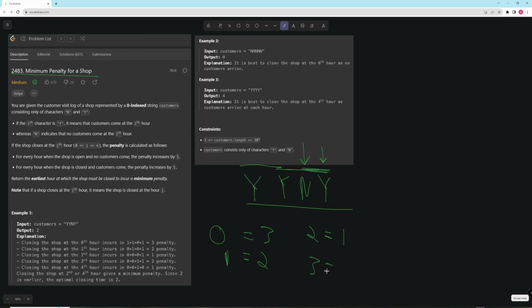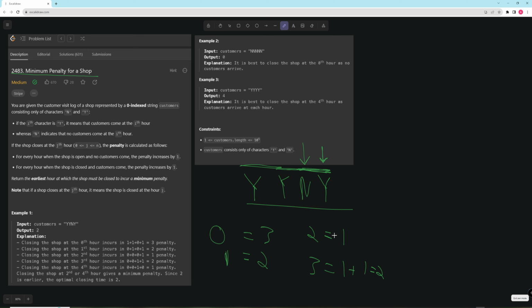And then closing at hour 3 means it closes right when you get here. So actually closing at hour 3 means it's closed at this index here. And so if it closes at this index here, that means it was open and a customer didn't come, so you get a penalty here. And then also it was closed and a customer did come, so you get a penalty here as well. So it's 1 plus 1 equals 2.